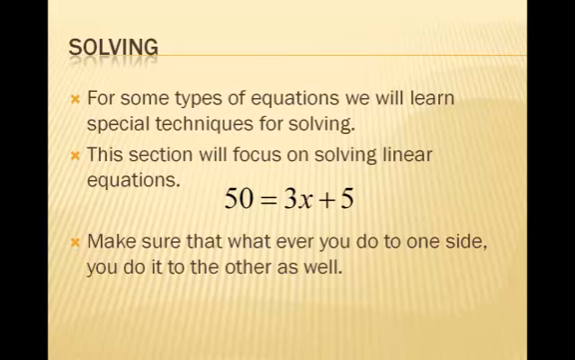Now, the biggest rule that you can remember when trying to solve one of these guys is that whatever you do to one side, make sure you do it to the other side as well. And you'll see me do this tons and tons of times. So for the example that I have, 50 equals 3x plus 5, as I work to get that x all alone, I'm going to be doing the same thing on both sides of the equation over and over again until that x is completely isolated.